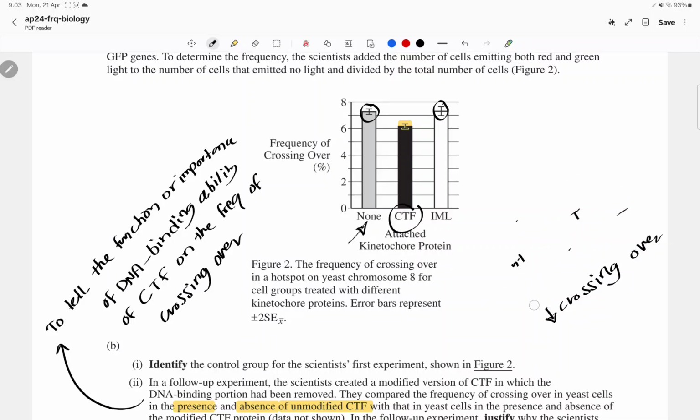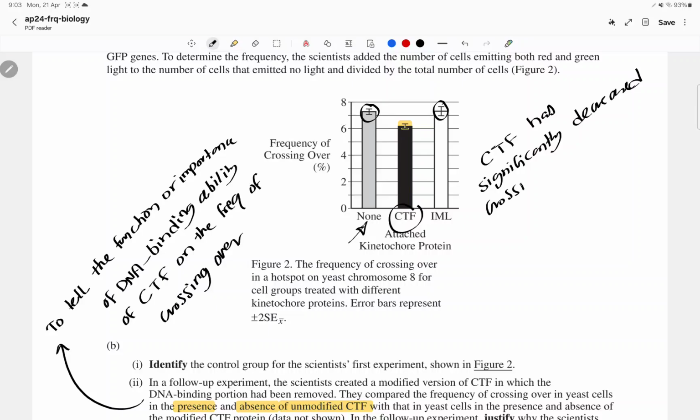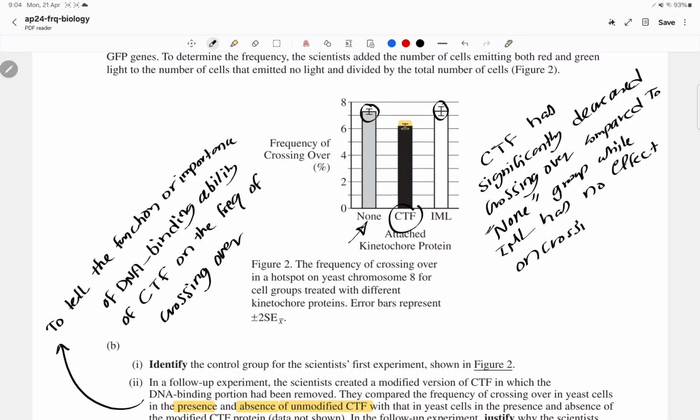Okay, so now we're going to erase that and we're going to be writing that the CTF has significantly decreased crossing over compared to the non-group, while IML has no effect on crossing over compared to the non-group. Okay.